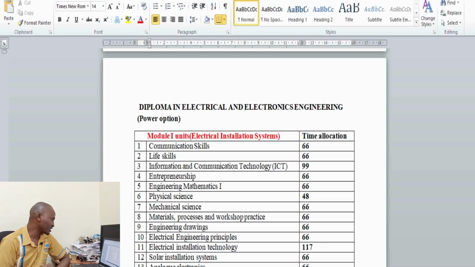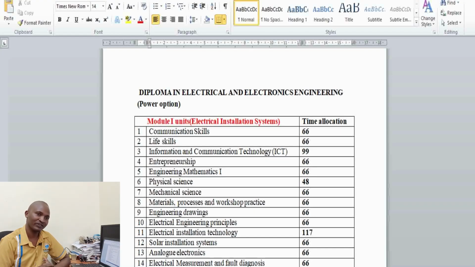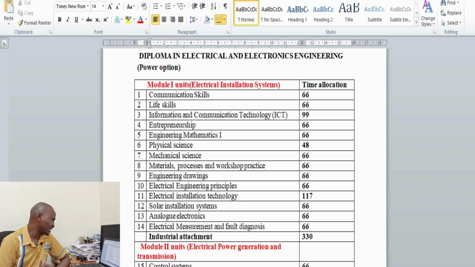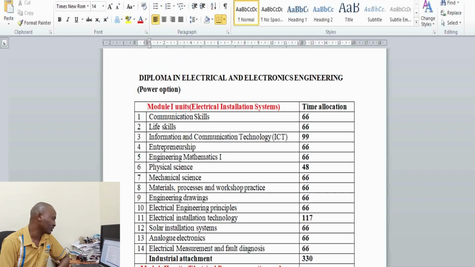We can see most of the units are almost similar to what you have seen for certificate courses, like communication skills, life skills, information and communication technology, entrepreneurship. Those are also key areas, especially when you go out there for job search, self-employment. Then there is engineering mathematics one, which is key because other units, especially the core units in electrical engineering, and also for mathematics in the second and third year of study.